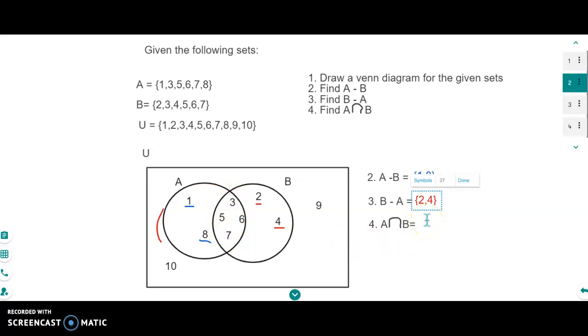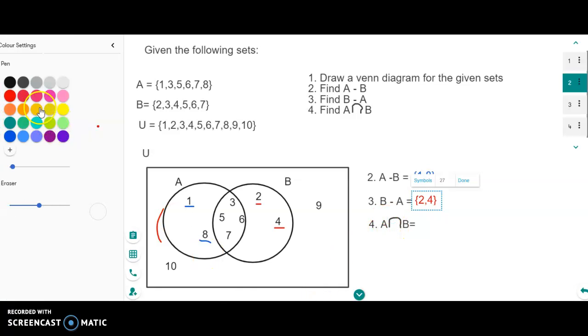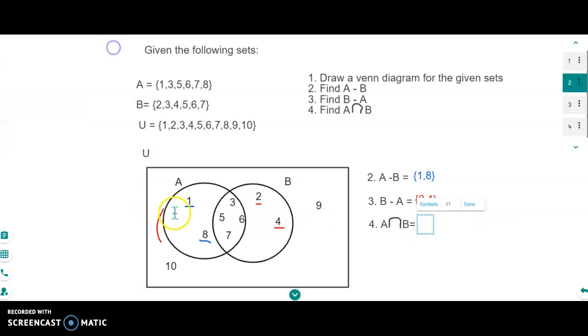Okay, and finally, the intersection that we already know this concept. Do you remember what the intersection was? So the intersection are the elements in common, okay? So what elements do we have in common between A and B? We have 3, 5, 6, and 7, okay? So we write these elements here. So we have 3, 5, 6, and 7. Okay, that's it. So we already have the intersection.